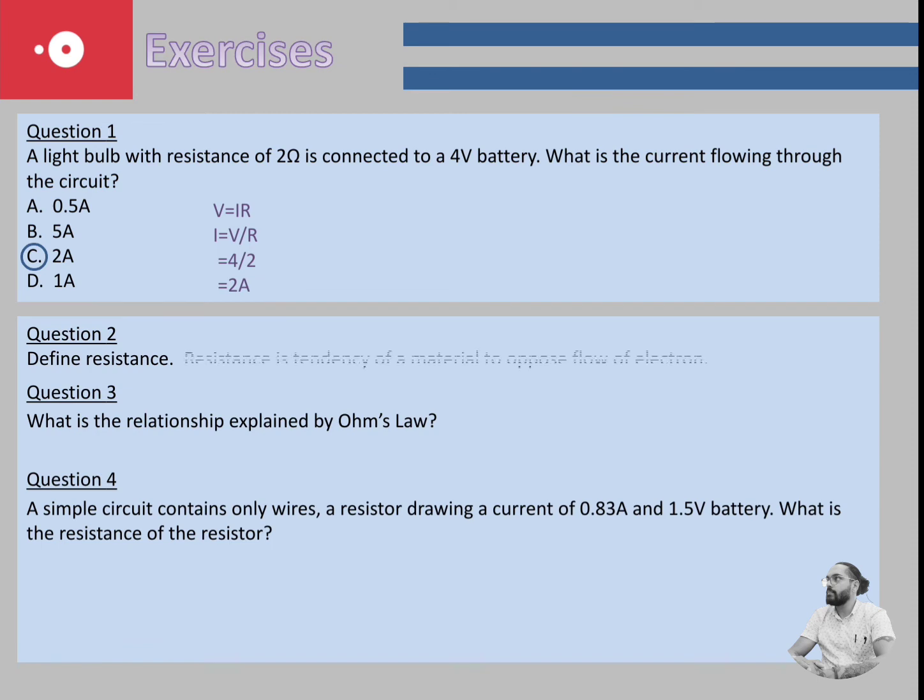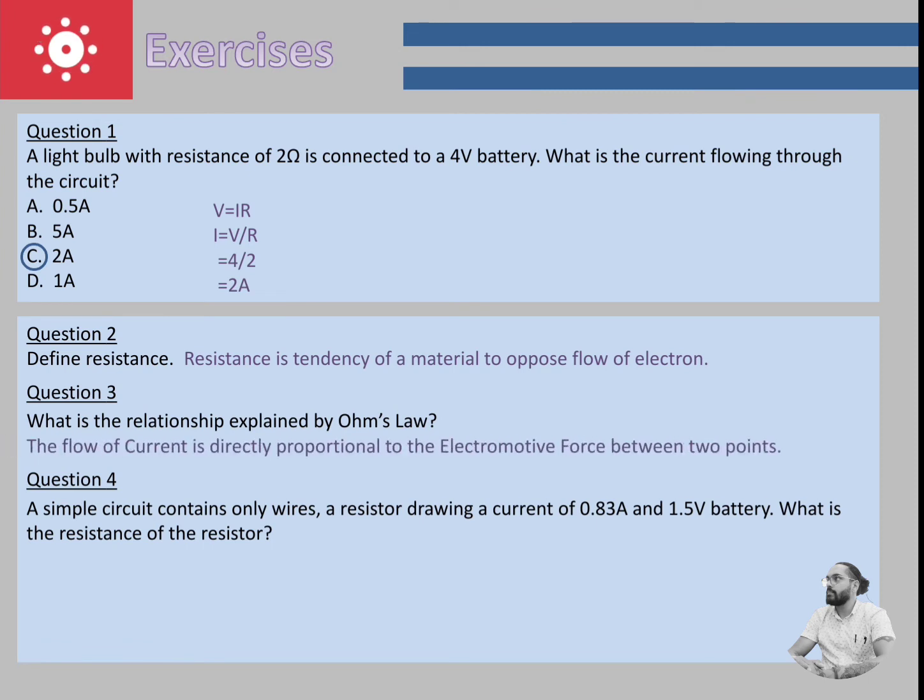Define resistance. Resistance is the tendency of a material to oppose flow of electron. What is the relationship explained by Ohm's law? The flow of current is directly proportional to the electromotive force between 2 points.